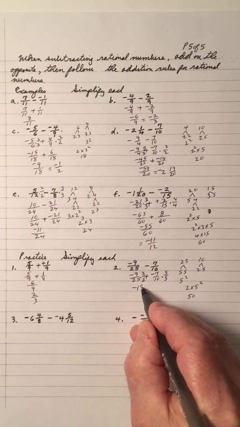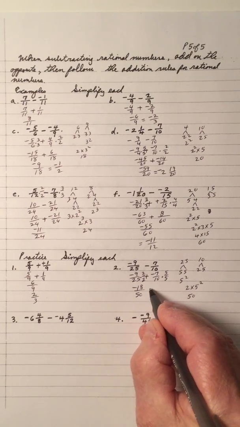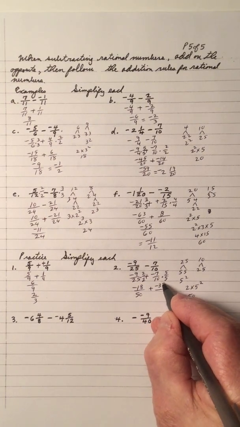Multiply, negative 18. Negative 9 times 2. 25 times 2, 50. Add on. Negative 7 times 5 is negative 35.